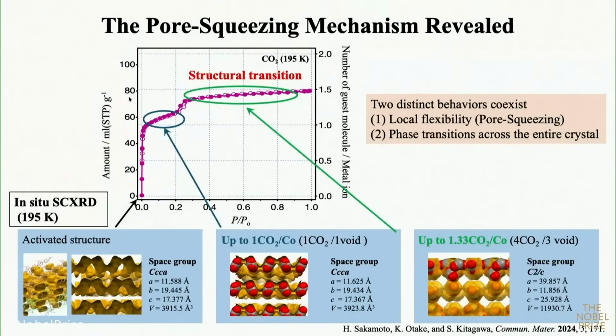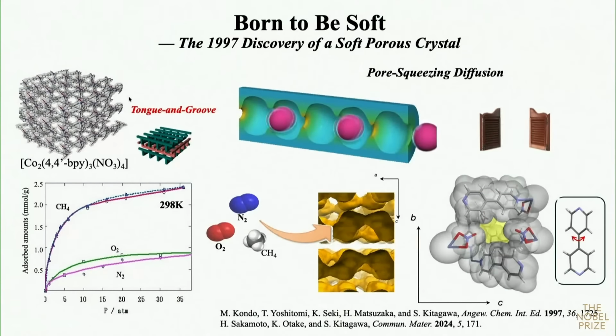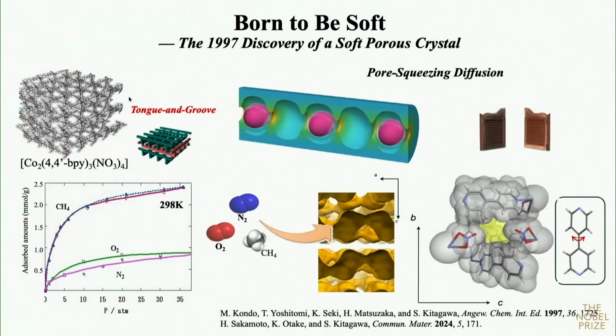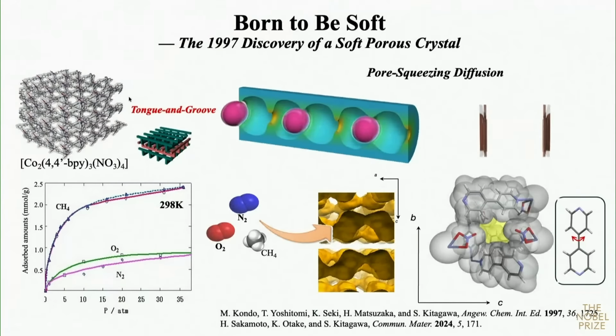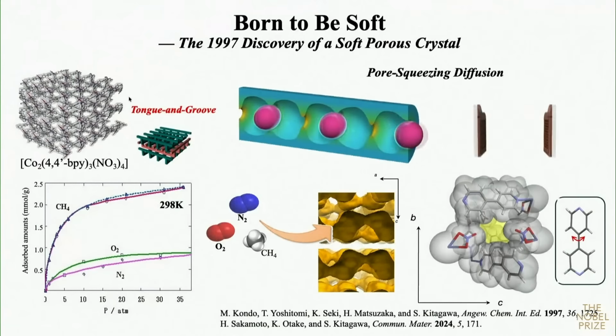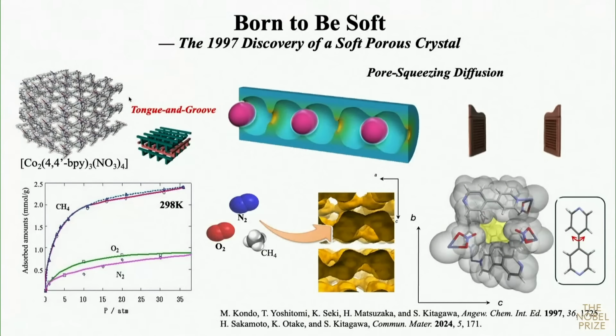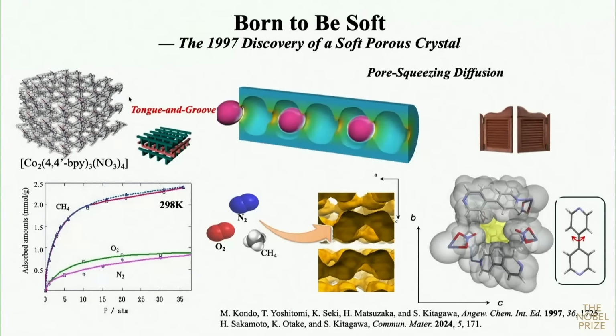So the result, two distinct behaviors coexist. That is local flexibility and the phase transition, global dynamics. In particular, in the local flexibility, this is the narrow channel. So narrow channel aperture like this. This is constructed from the bipyridine and the nitrate gate. So bipyridine rotates like this. So therefore, this gas molecule can diffuse easily. We call this pore squeezing diffusion.